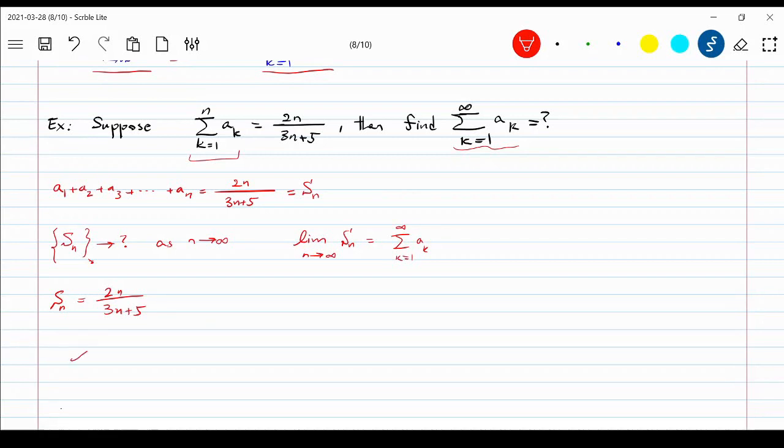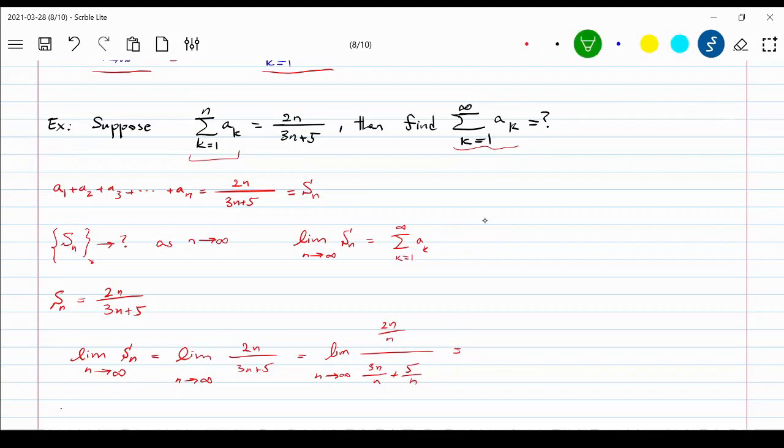So what would be the limit? This would be the limit of Sn as n approaches infinity, which is the limit of 2n divided by 3n plus 5. You can use L'Hopital's rule. You can divide every term by n. Either way is fine. I'm going to divide by n: 2n over n, 3n over n, 5 divided by n, as n approaches infinity.